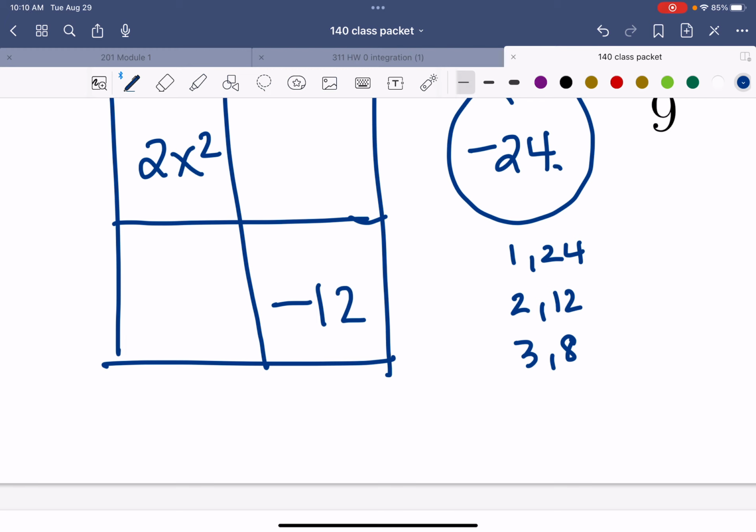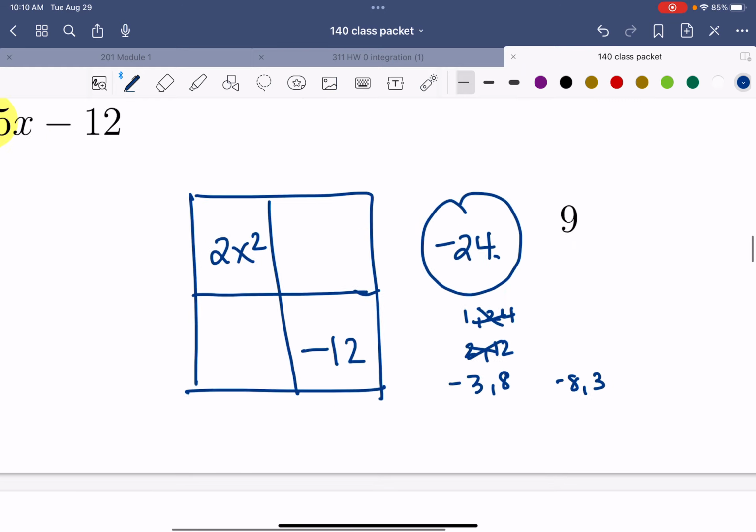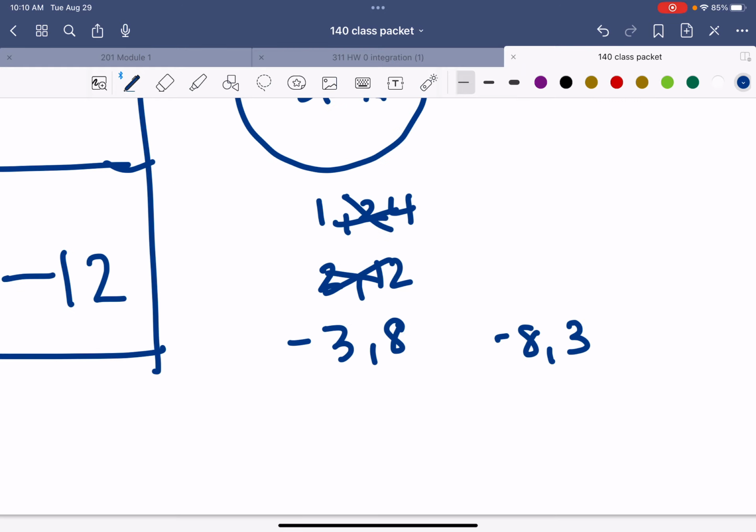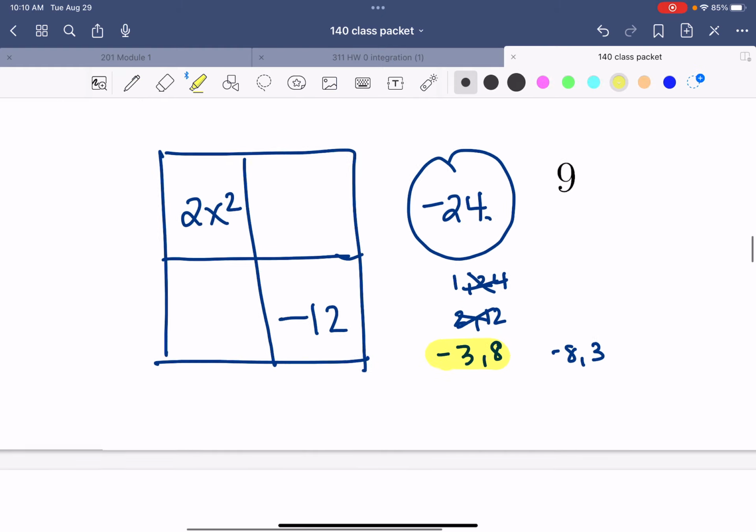So if I need negative 24, that means I need one of them to be negative. So that means either it's negative 3 and 8, or it's negative 8 and positive 3. Which one will give me positive 5? Well, negative 8 plus 3 would give me negative 5, so it's this one, negative 3 and 8. Okay.